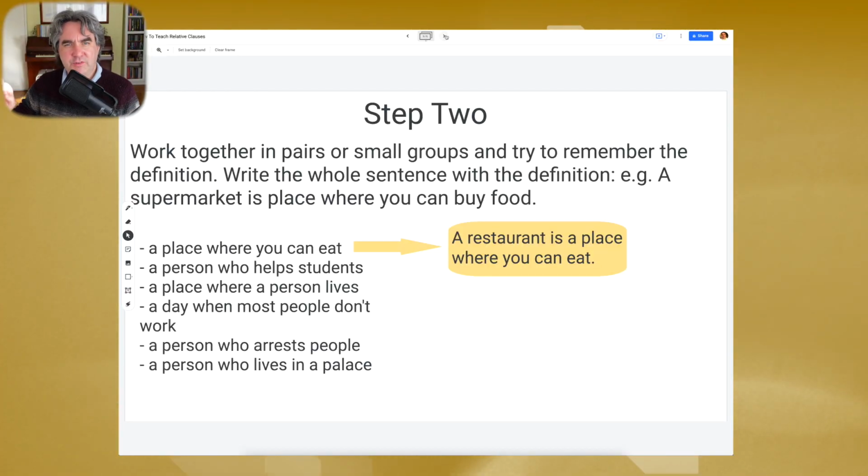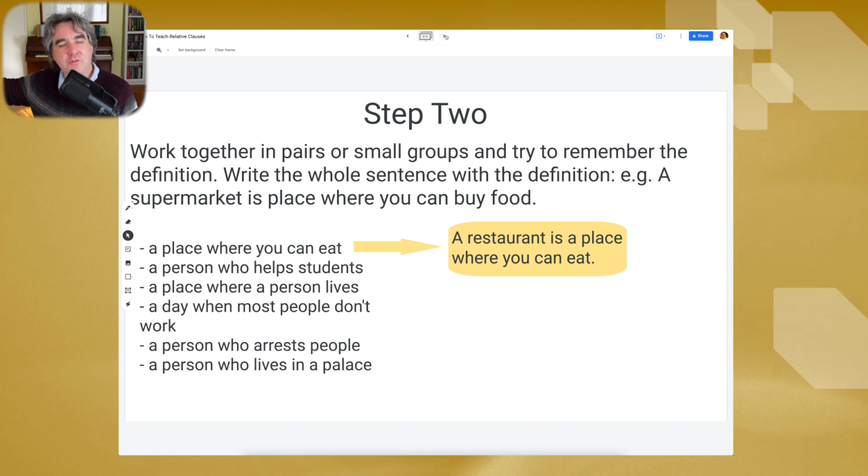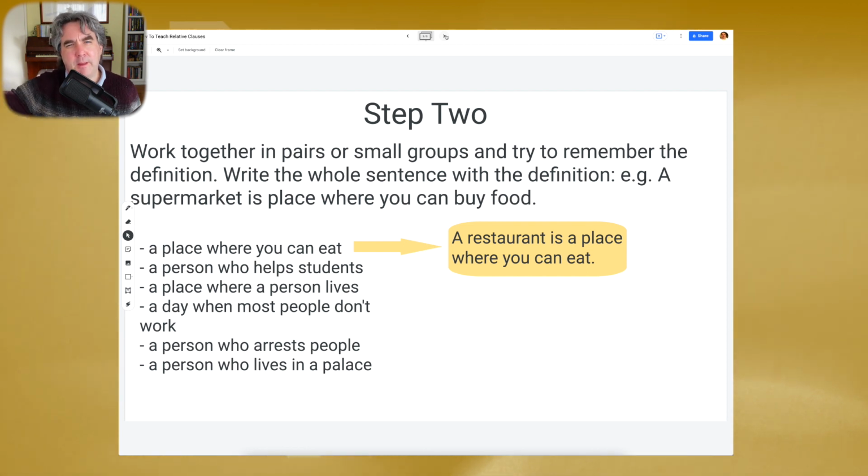The next step is I try to get students to work in pairs or small groups, whatever's comfortable for you, and I get the students to write a whole sentence with the definition and the person or thing. So here, a place where you can eat: a restaurant is a place where you can eat. I'm trying to get the students to use the relative clauses without them really realizing that they're using them, if you catch my drift. I get them to write down 12 different definitions, full sentences, and this is when we go on to our next step. This step usually takes a bit of time and negotiation between the students. So let's go on to step 3.